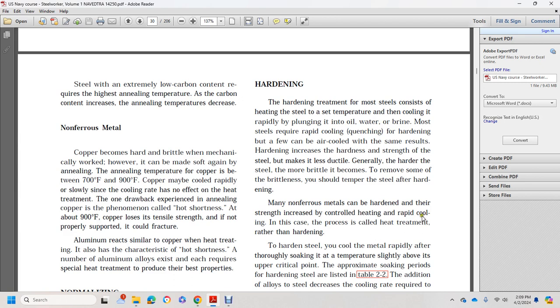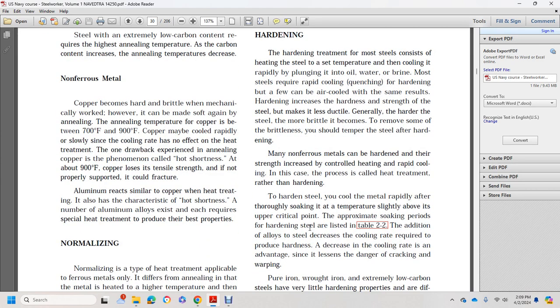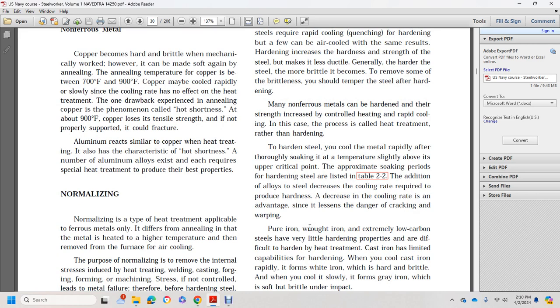Most non-ferrous metals can be hardened. Their strength increases with controlled heating and rapid cooling. In this case, the process is called heat treatment rather than hardening. To harden steels, you cool rapidly after thoroughly soaking them at a temperature likely above the critical point. Approximate soaking periods for hardening steel are listed in Table 2.